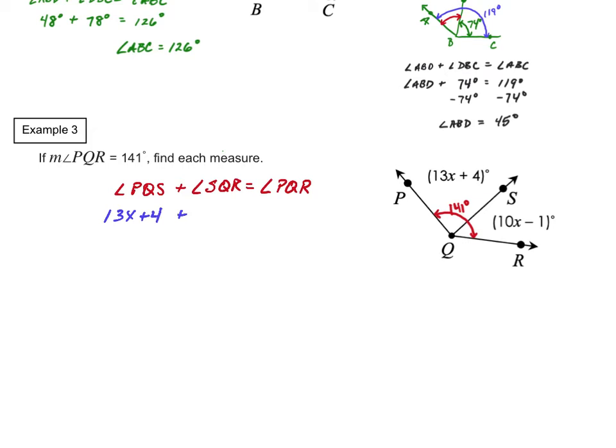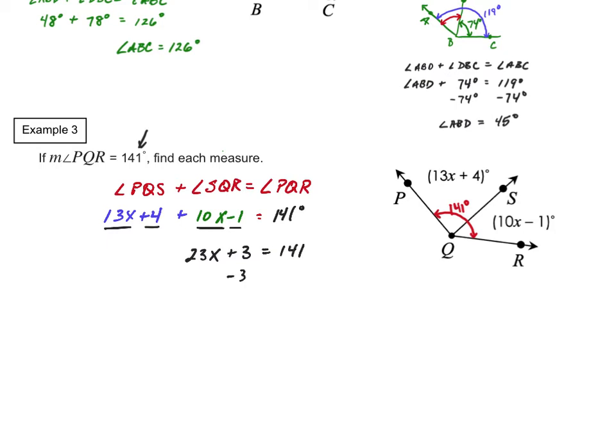SQR is going to be 10x minus 1, and that is going to be equal to PQR, which they said is 141 degrees. They gave that to us right there. So now I'm in a position where I can just combine like terms. I should be able to combine 13x and 10x for a total of 23x. And 4 and minus 1 is going to be plus 3, equal to 141.